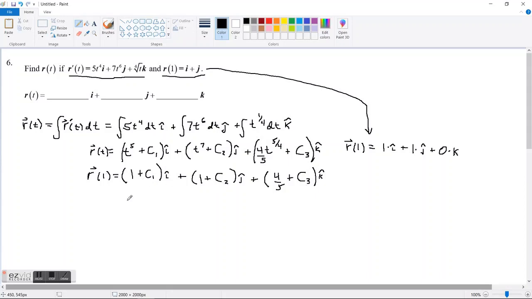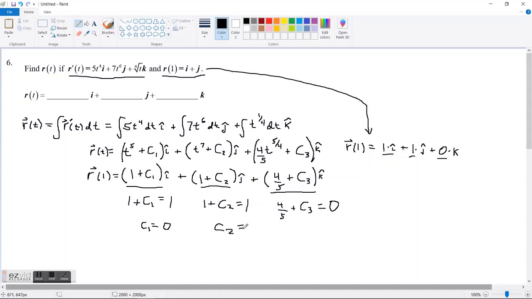Since these are the same, they're both r of 1, then our components have to be equal. The 1 we get over here has to equal the 1 plus c1 that we have in our antiderivative, and the 1 we get as a coefficient of j over on the right side there has to equal the 1 plus c2, and finally the 4/5 plus c3 has to equal 0 for these to be equal to one another, and that gives us 3 equations to solve. We find out that c1 is 0, c2 is 0, but c3 is negative 4/5.